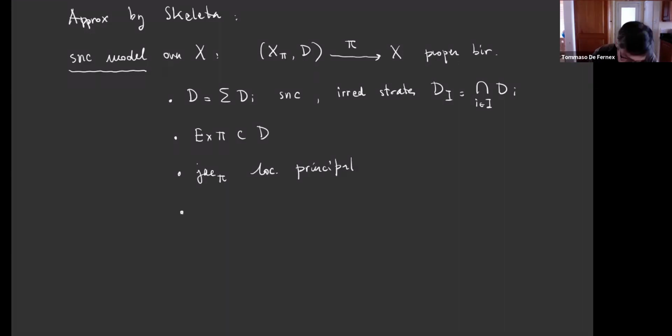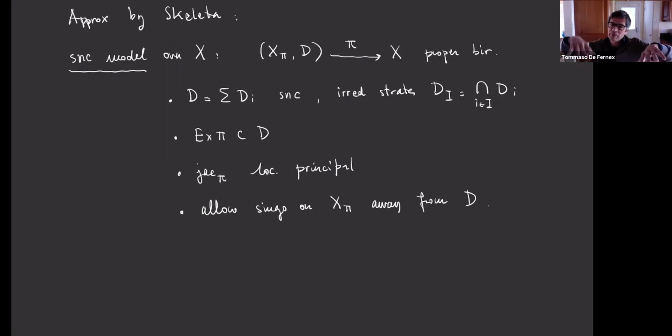Because the last thing I want to say is that in my definition, I want to allow singularities on X_pi away from the support of D. So I'm not looking for full resolution. Maybe there are some singularities far away, and then I resolve some other singularities, and then I have a divisor there, and I just call this a simple normal crossing model, even though I didn't really resolve everything. This is just useful at the end when I want to interpret the integration as a push forward.